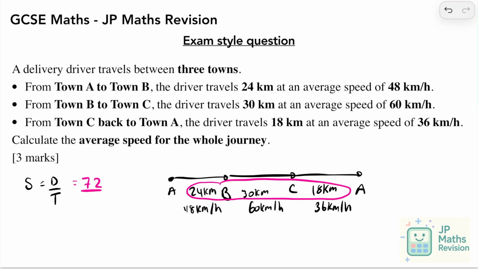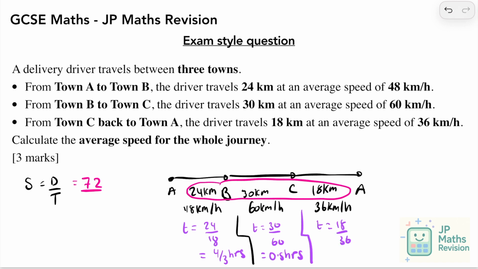In order to work out the total time, we need to work out the time for each part of the journey. So for this one here, time is going to be distance divided by speed, so 24 divided by 48 ... which is 4/3 hours. If we do the same over here, time is going to be equal to distance divided by speed, so it's going to be 30/60, so it's going to be 0.5 hours. And then if we do the same thing over here, time is equal to 18/36, so that is 0.5 hours.